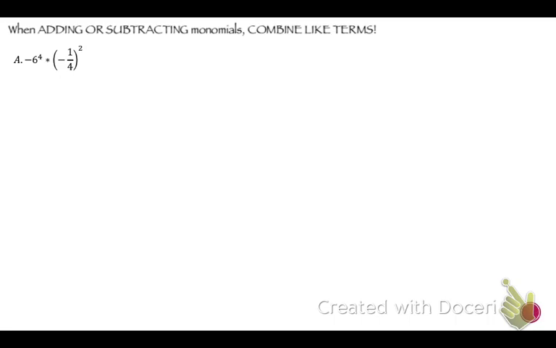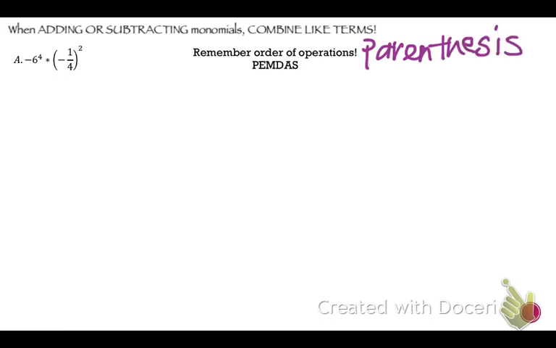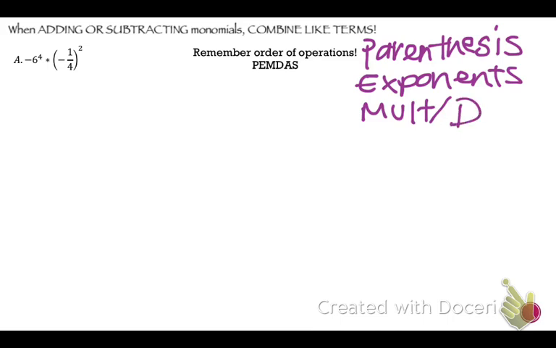So I have negative 6 to the 4th times negative 1/4 squared. Well, let's remember our order of operations. So PEMDAS. Yeah, don't you know what PEMDAS is? PEMDAS, so that's parentheses. Exponents. And this is the order you do things. Exponents, multiplication, and division. Those go at the same time, so the MD. And the AS, that's addition and subtraction.